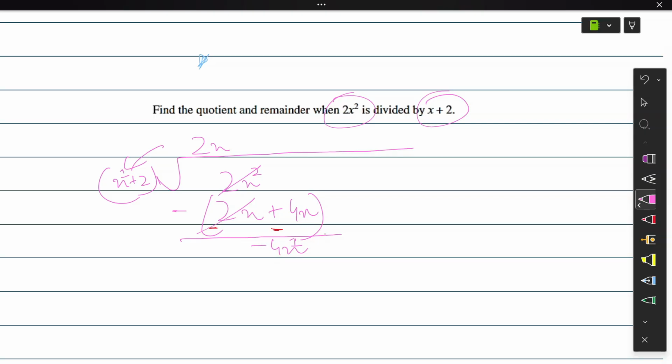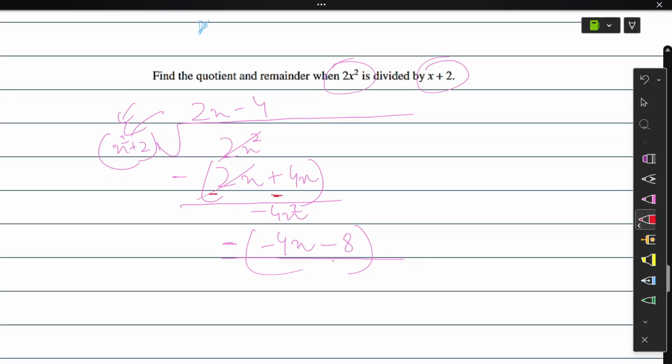So now our question is, how do we find minus 4x? To form minus 4x, I need to multiply this divisor by what? By minus 4. Yeah, minus 4, because minus 4 times x is minus 4x, and the other is minus 4 into 2, which is minus 8. Now this whole thing will be subtracted from this value, right?